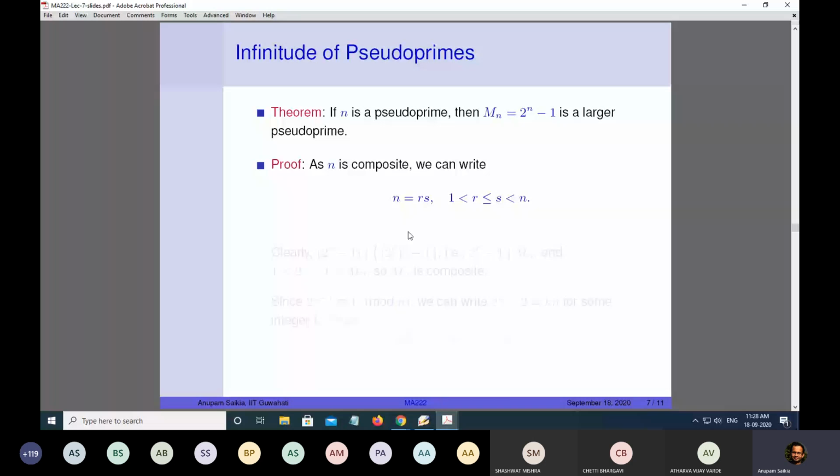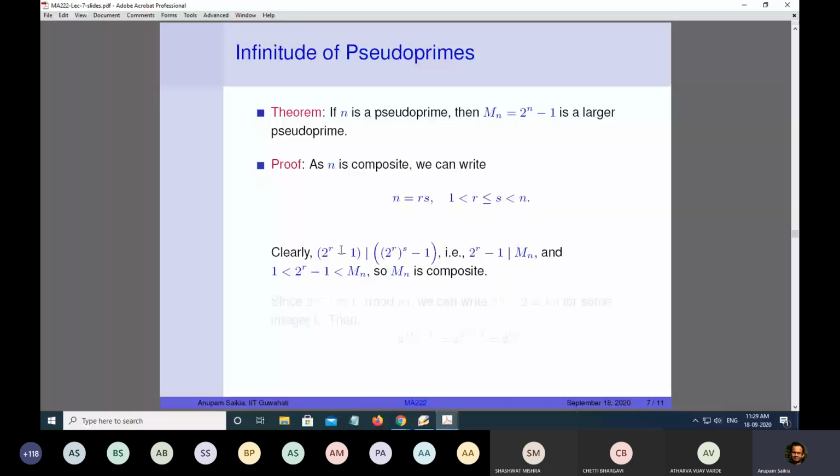Then I can easily see that 2 to the power r minus 1 will divide 2 to the power r to the power s minus 1, because you know that x minus 1 divides x to the power s minus 1. Let 2 to the power r be x. So this is x minus 1, and it is x to the power s minus 1. Because x to the power s minus 1, I can write as x minus 1 times x to the power s minus 1 plus x to the power s minus 2 plus up to 1. So certainly this is a factor of this.